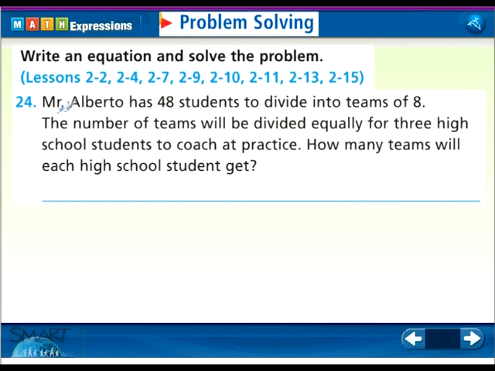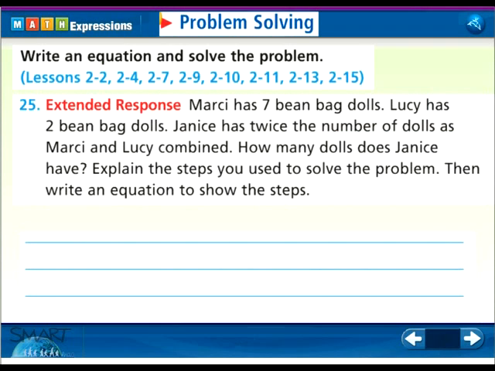Number 24, Mr. Alberto had 48 students. Remember to divide them into a team of 8, and then you have to go and find the second part of the equation. The number of teams will be divided equally for 3 high school students to coach at practice. How many teams will each high school student get? This is the first step, and then you go ahead and do the next step, which is dividing equally for 3 high school students. Pretty easy if you break it down.